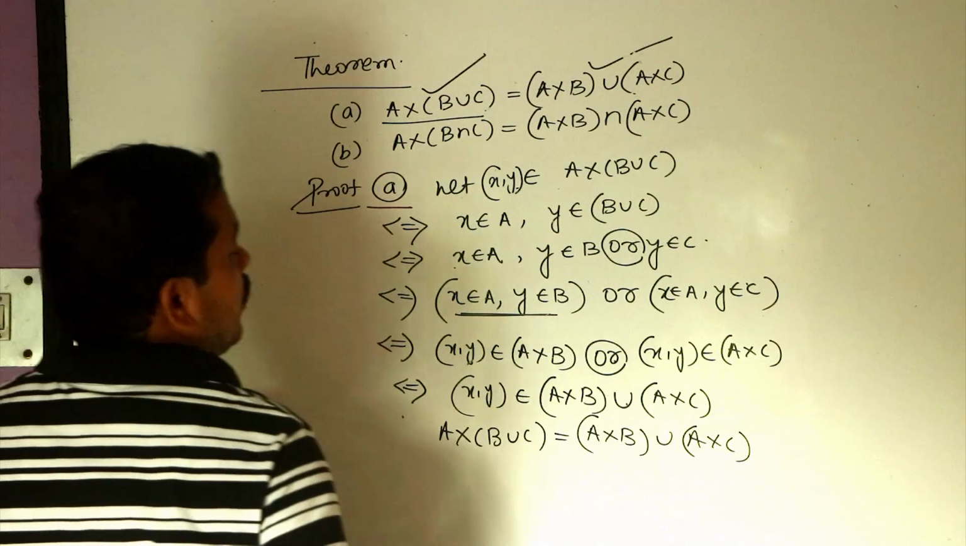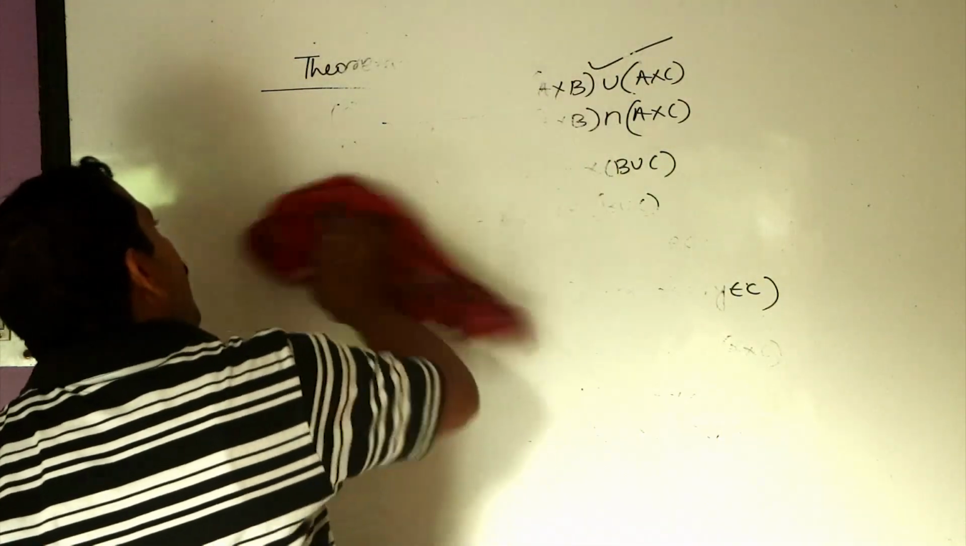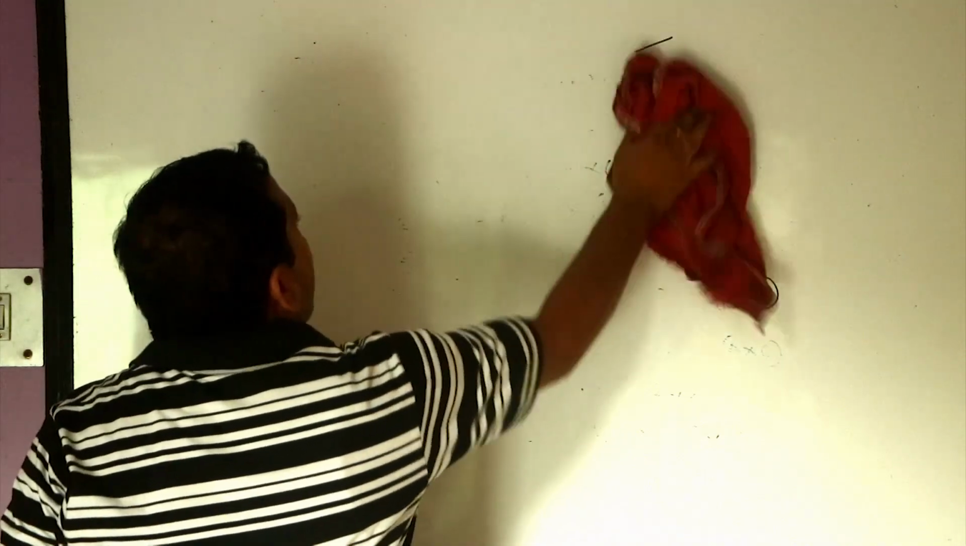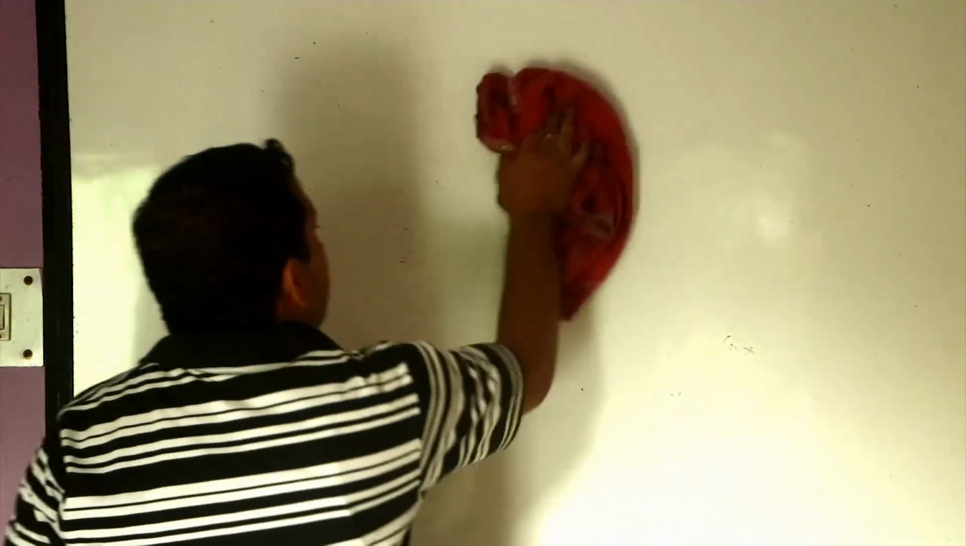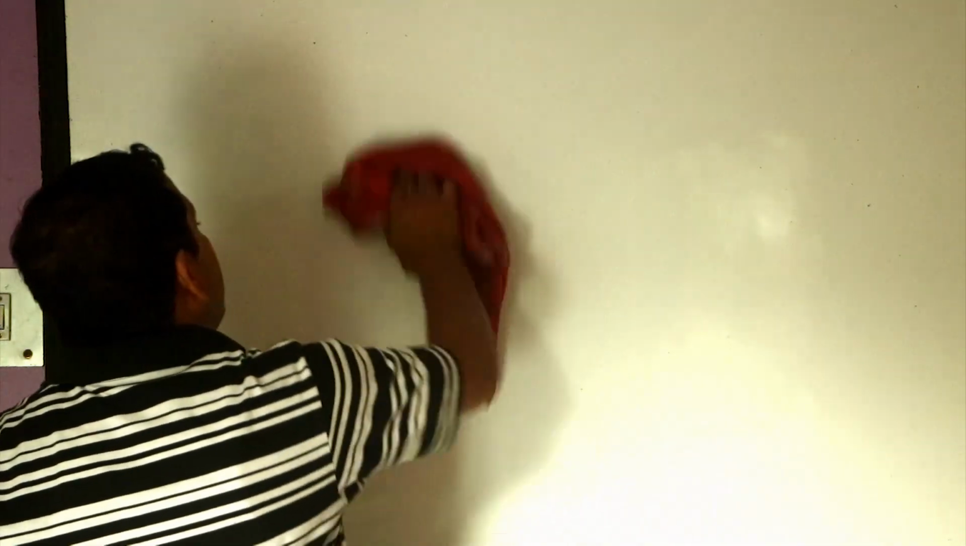This is all about the cross product of sets. Very easy article and important one, because after this we shall discuss the chapter relation and function, which is important for the plus 2 first year students.